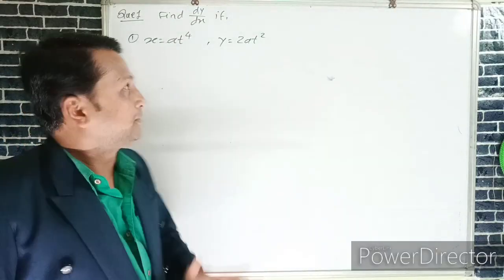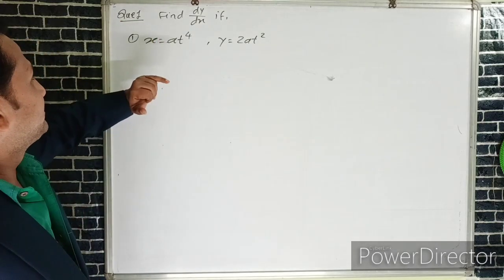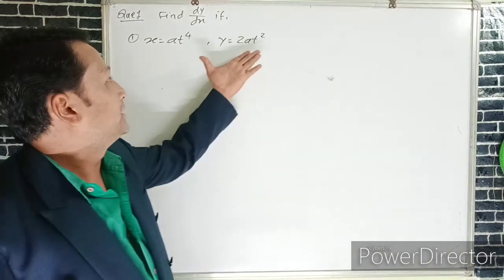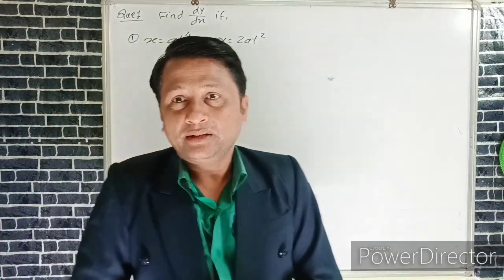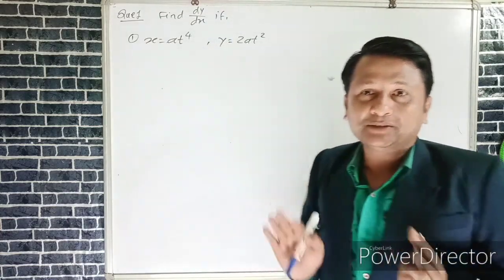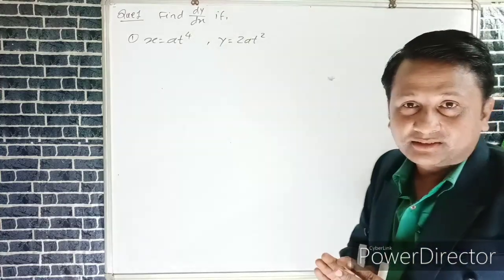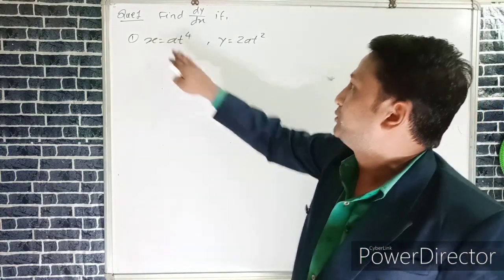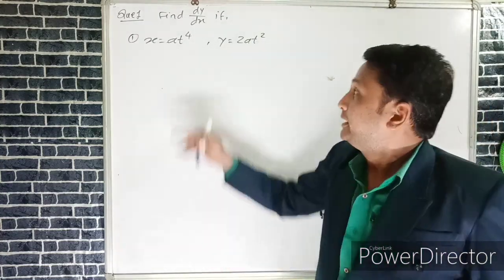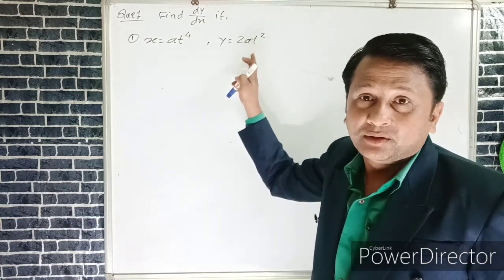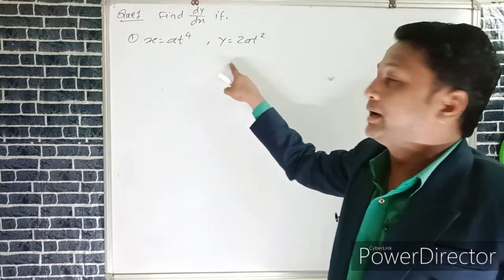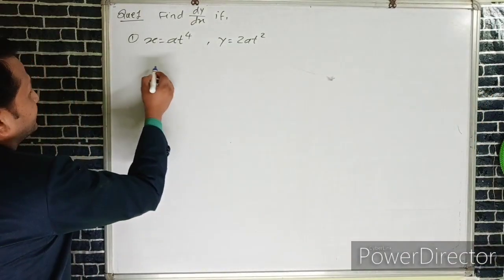Now we start question number one, which is: find dy by dx, x is equal to at raised to the power 4 and y is equal to 2at square. Now here we have to find dy upon dx, the given function being in the form of parametric functions. Here t is a parameter, hence we can differentiate both x and y with respect to t.